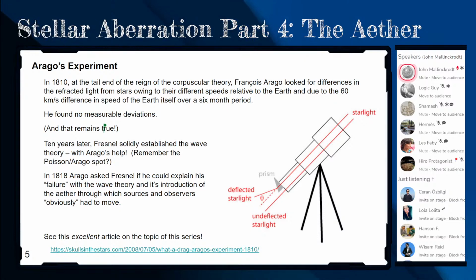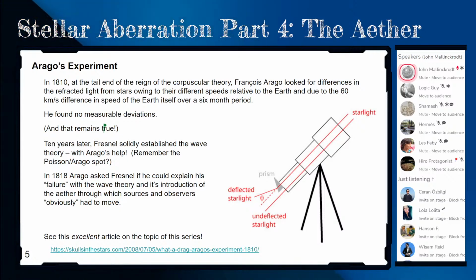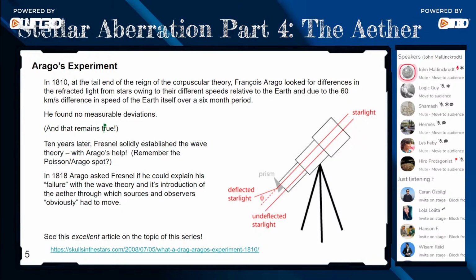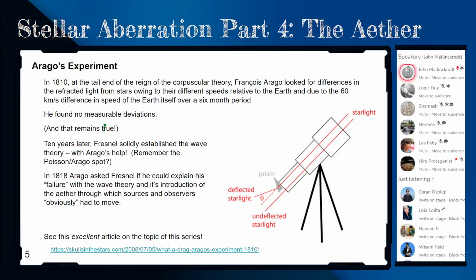And so 10 years later, when Fresnel solidly established the wave theory, with Arago's help, remember, because Arago actually was the guy who showed that the Poisson spot actually does exist. In 1818, Arago asked Fresnel if he could explain Arago's failure to observe any difference with the wave theory and the introduction of the ether. And that's the subject of the next slide.